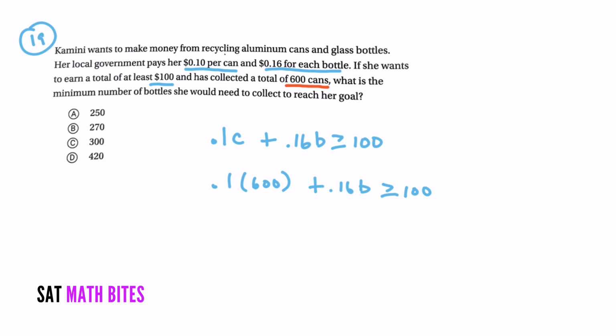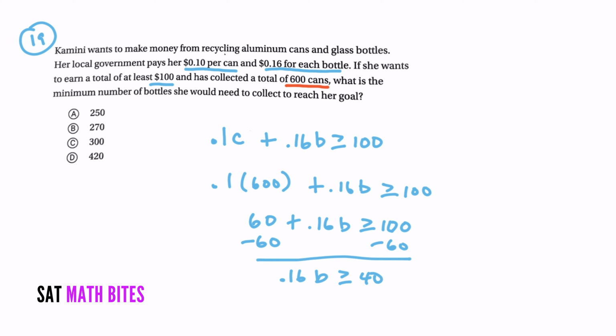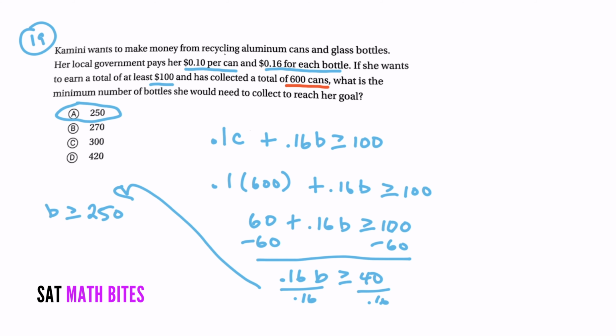And we can solve this for B because we want to find the minimum number of bottles she would need to reach her goal. So if we multiply this out, 0.1 times 600 would be 60, plus 0.16B is greater than 100. Subtract 60 on both sides, so that would give me 0.16B is greater than or equal to 40, and then divide both sides by 0.16. So that would give me B is greater than or equal to 250, because 40 divided by 0.16 would be 250, so the answer here would be A.